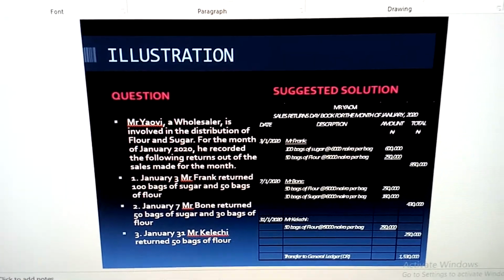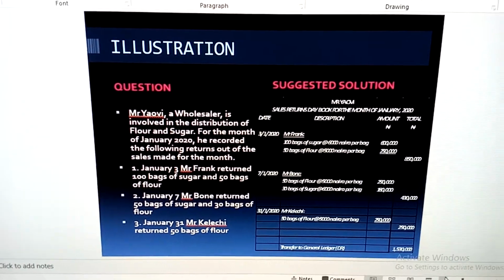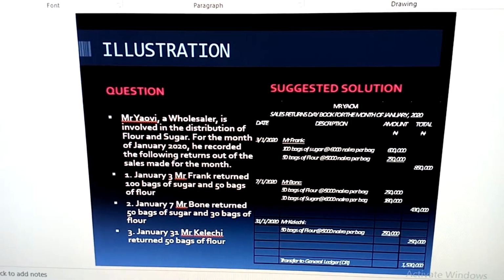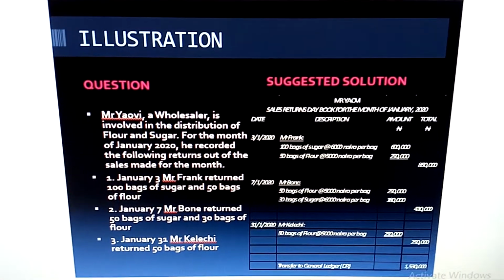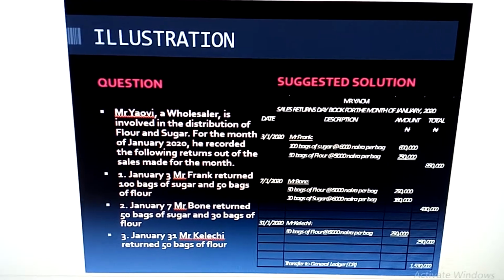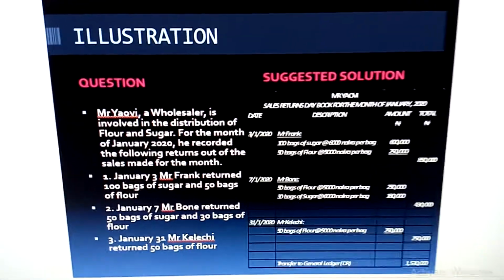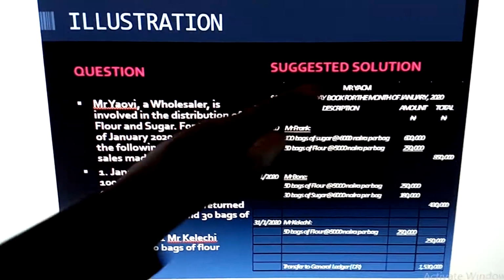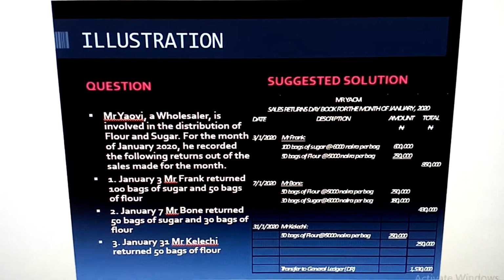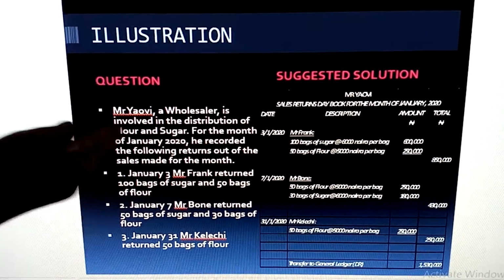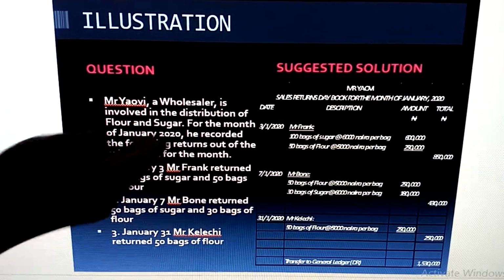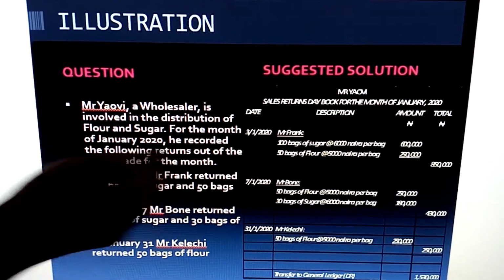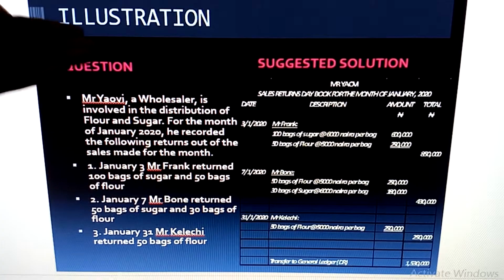Taking an illustration, you recall that Mr. Yaovi made some sales from our sales day book question. Out of the sales made, there are some returns, and we are going to use this to prepare the sales returns book. Mr. Yaovi, a wholesaler, is involved in the distribution of flour and sugar. For the month of January 2020, he recorded the following returns out of the sales made. These are the returns made.